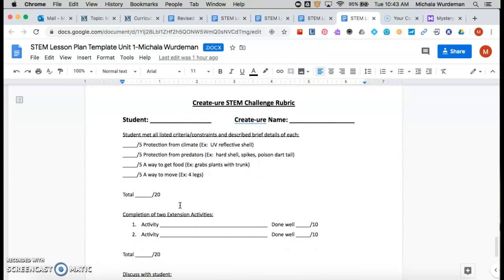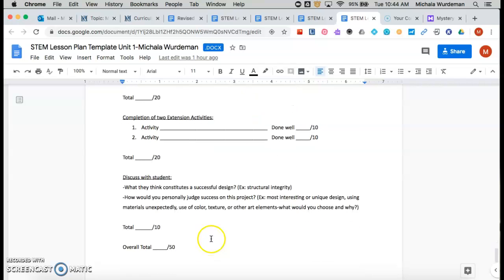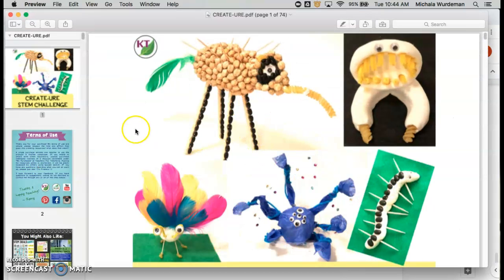So down here with my rubric, I was focusing on the constraints and the criteria. So did they have those things for their creature? And then I kind of left this part as a choice activity. They just needed to choose 2 extension activities and have them done well. And then a discussion with each student. What do they think constitutes a successful design? How would you personally judge success on this project? And just having that conversation with them, I thought was a good thing to grade on.